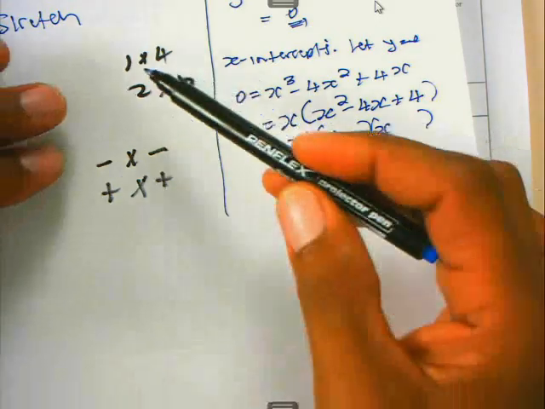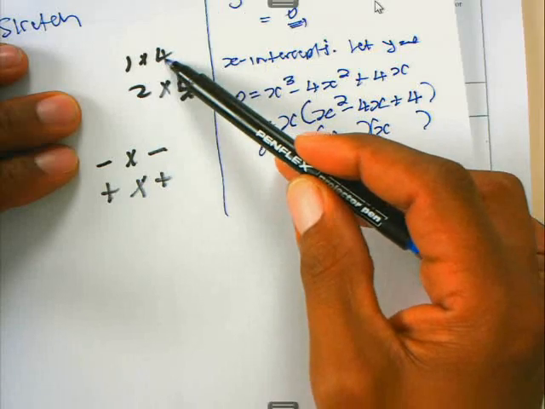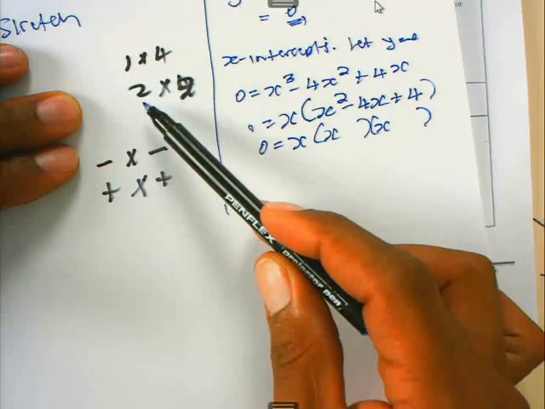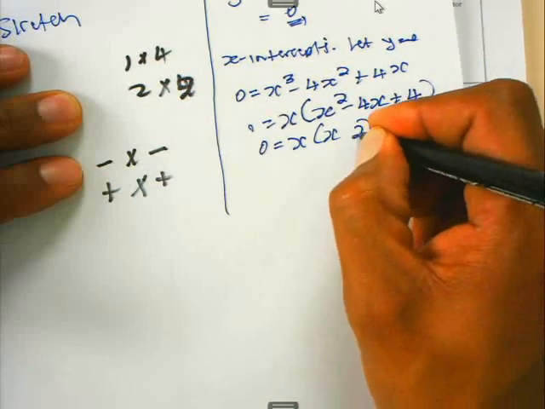Of course, we cannot take 1 times 4, because when you add 1 and 4 we are going to get 5. But when you take 2 times 2, then 2 plus 2 gives us 4. Then it means we take a 2 there, we take a 2 there.